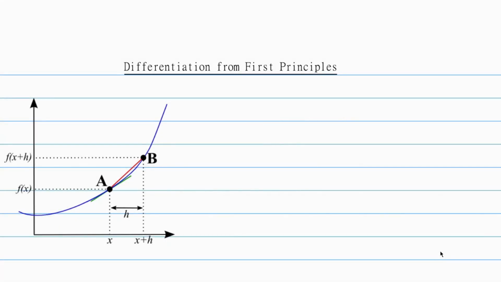Hello everyone. Today we shall be going through differentiation from the first principles. So in school when we are taught differentiation, we are given set equations. For example, if y is equal to x to the power n, we are told that dy by dx is equal to nx to the power n minus 1.